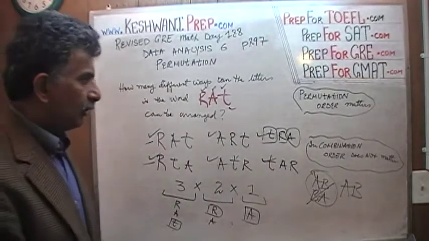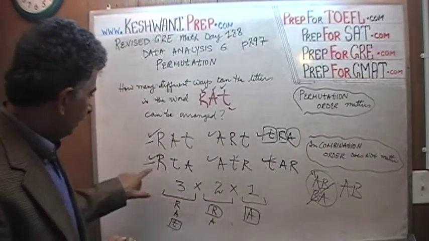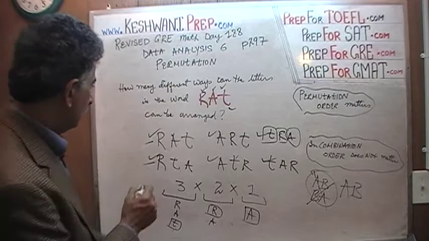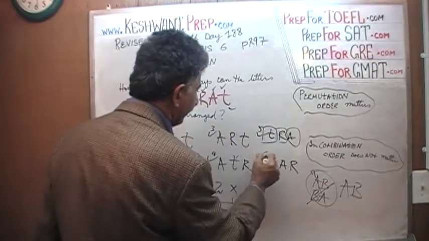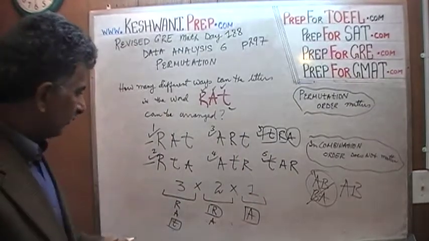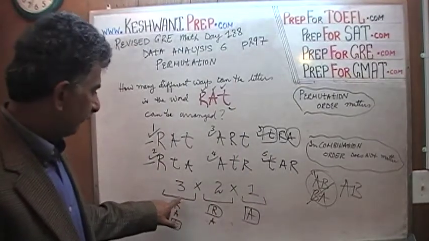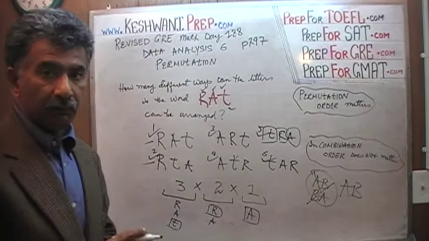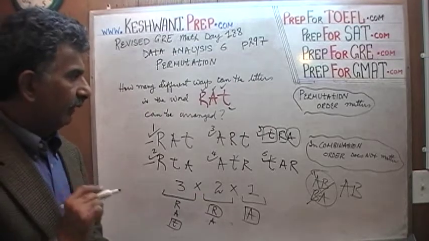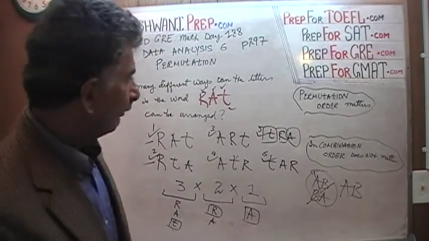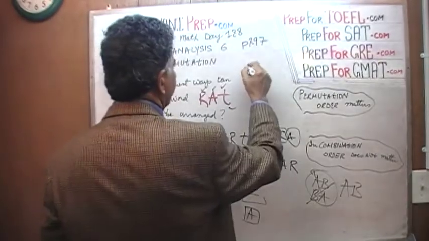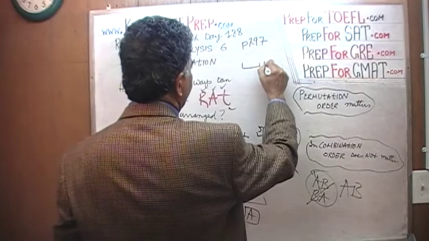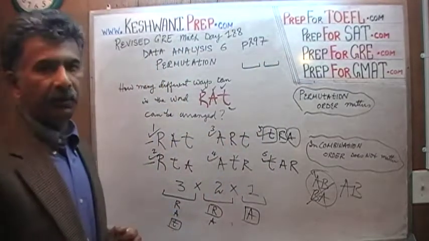Now I'm going to show you a simpler example to convince you that these 6 arrangements are not coming from the fact that it's 3 plus 2 plus 1, which is also 6, which is just a fluke here. I'm going to convince you that we multiply them, we don't add them. Let's pretend that we have two people, A and B, and we're going to put them in two places.